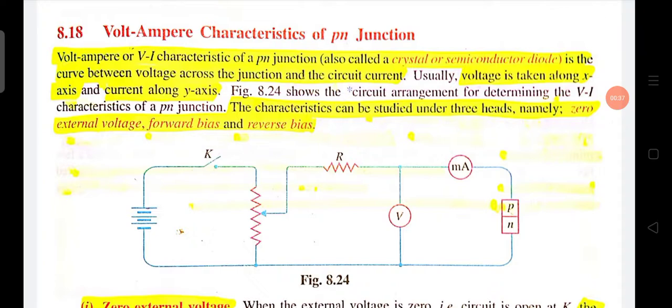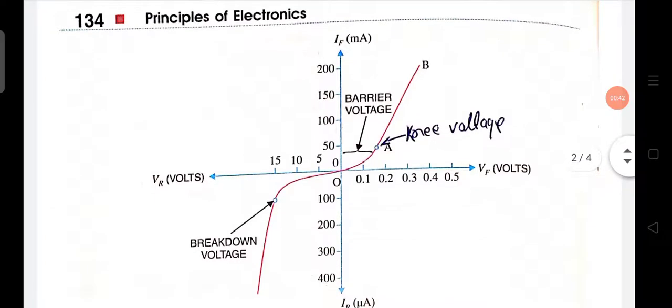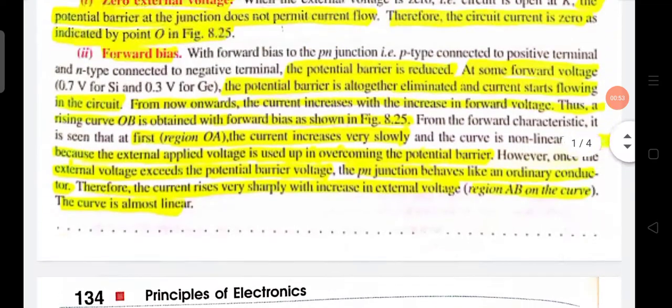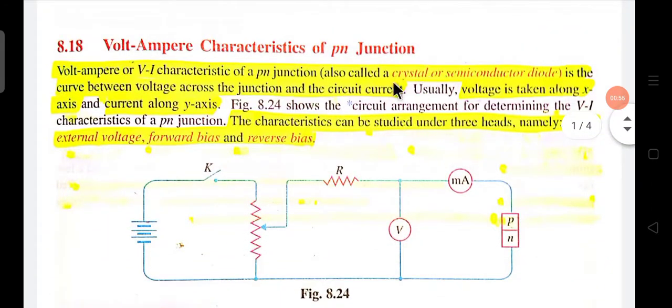We can draw a graph, and in this graph the x-axis represents voltage and the y-axis represents current. Remember that. This VI characteristic is drawn from the circuit given here. In the circuit there is a source, a PN junction, and measuring devices: a voltmeter here and an ammeter here. The ammeter measures current and the voltmeter measures voltage.